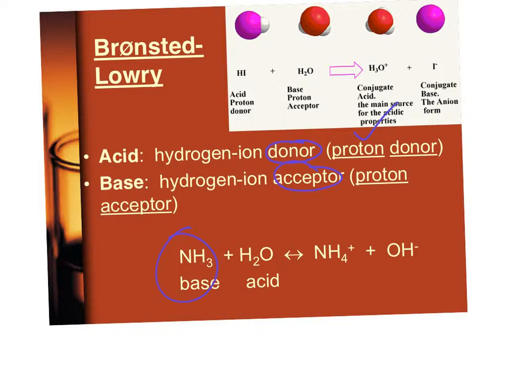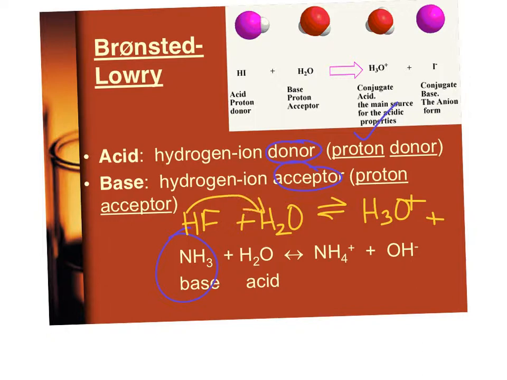So on your POGL, you guys had it more like this, right? We had HF, we put it into a beaker of water, back forth arrow. What was one of the products that we made from that? Hydronium was one. What was the other thing that was made? If the H got tossed over, who's left over? The fluorine. So you had an ion.